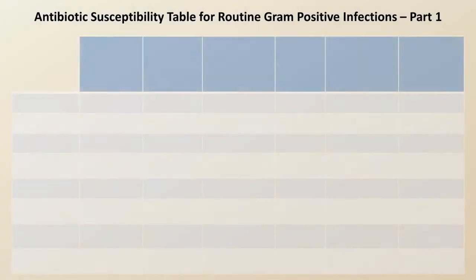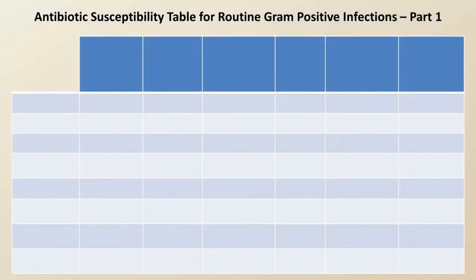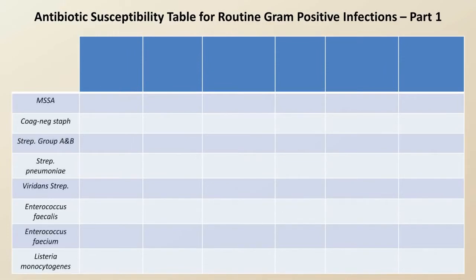So here's the first of these charts. This is an antibiotic susceptibility table for routine gram-positive infections, which are listed on the left. Methicillin-sensitive Staph aureus, coagulase-negative staph, group A and B streptococcus, strep pneumoniae, which you may recall is also known as pneumococcus, viridans group strep, Enterococcus faecalis and faecium, and lastly, Listeria. These are by no means the only gram-positive infections out there, but aside from MRSA and VRE, which I'll talk about in a minute, these are otherwise the most commonly encountered ones in routine clinical practice.